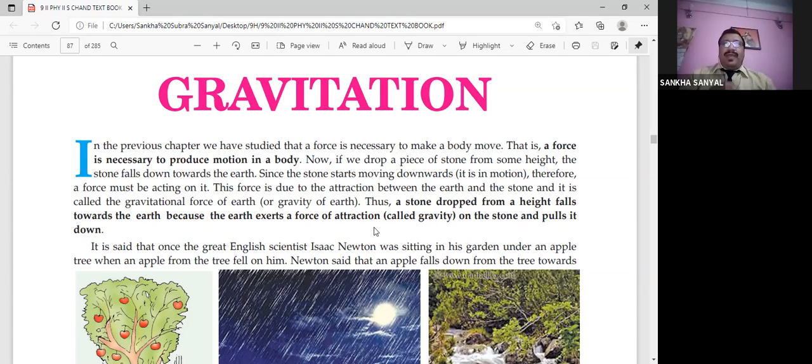Well, till last day we had talked about the laws of motion. We had done a lot of numericals on that. And now we are going to go forward and discuss the topic called gravitation. Now, when I talk about gravitation, I need to tell you that gravitation is related to force, the same force that we have studied in force and laws of motion.